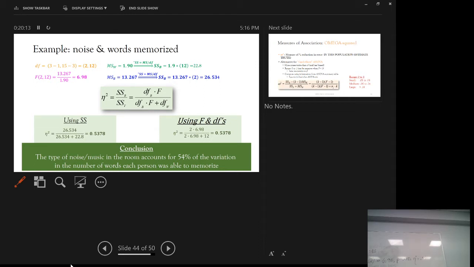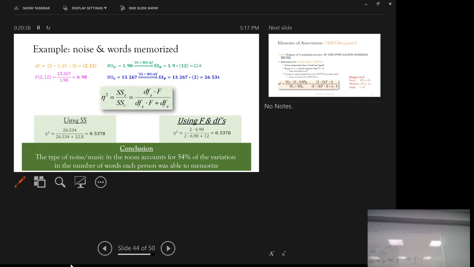Notice, have I just said groups and outcome? No, I've put the words for what they mean. What are the groups? The groups tell us type of music. What is the outcome? Number of words memorized. You put it in context for the thing it is that you're studying. Am I stressing this enough? Not generic terms. What is it that this problem's about?